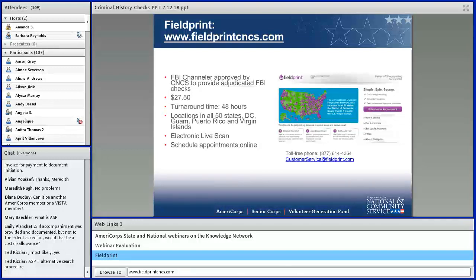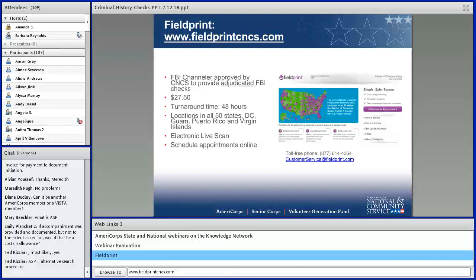If it's not cleared, that doesn't necessarily mean the person is ineligible. What that means is that there could be an arrest or some information that field print can't clearly adjudicate. So you can go back to the member or the staff person to say, if something came up on your FBI check, do you have any documentation that proves you are not a convicted murderer or sex offender? And if that's the case, they can still serve.